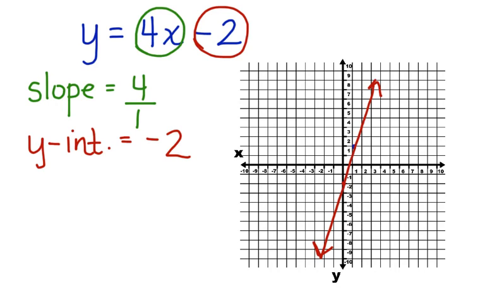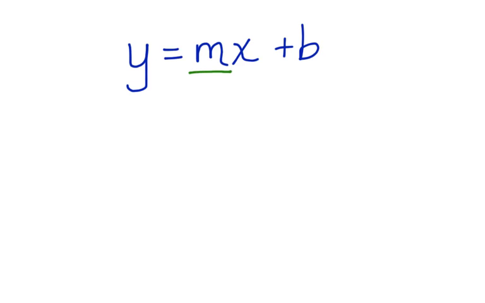And we can draw the triangle for slope just to double check our work. Start at the y-intercept, 1, 2, 3, 4 units, and over 1. And now we have the equation of the line graphed on the coordinate grid. Another way to look at slope-intercept form is to say that the form is y equals mx plus b, m being the slope and b being the y-intercept.